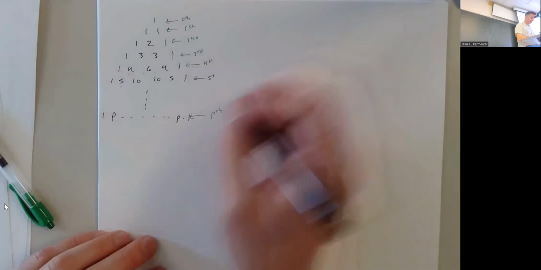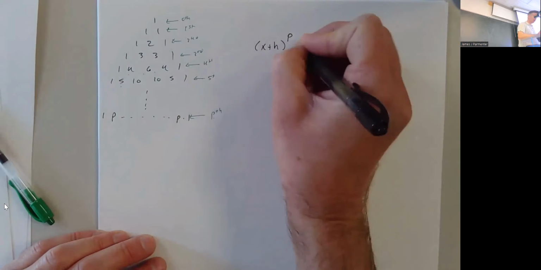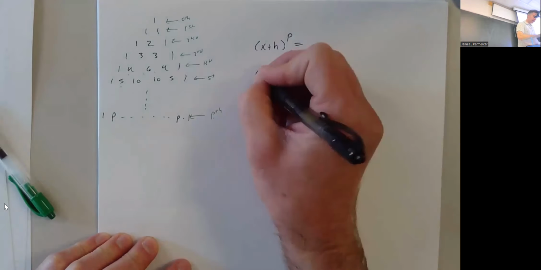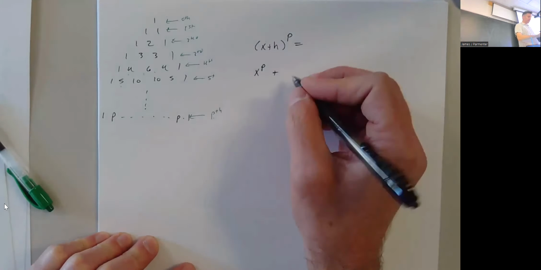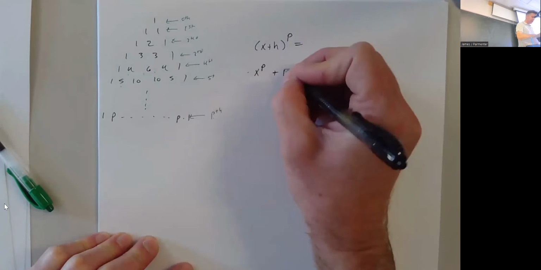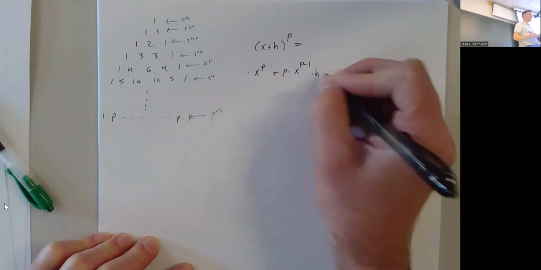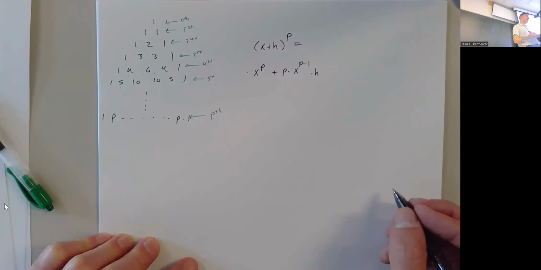So if I write out what x plus h to the pth power is, I know my first thing is going to be x to the p. My next coefficient is going to be, instead of 1, p times x to the 1 less power times h to the 1 more power. Oh, that's the product rule right there.